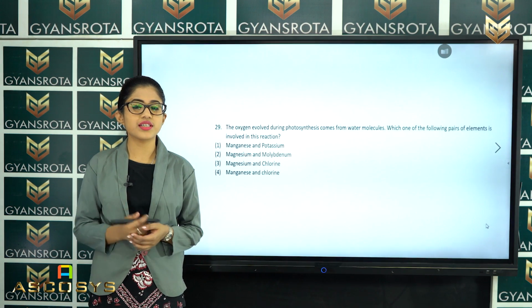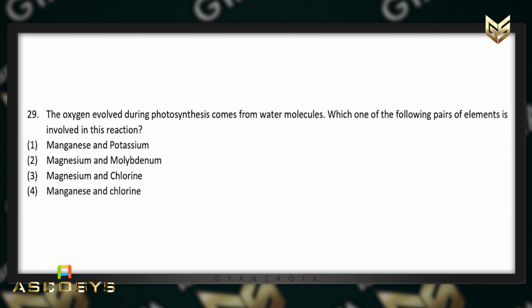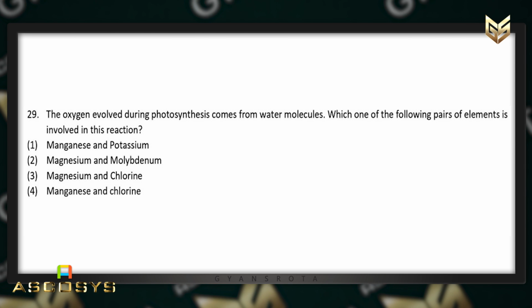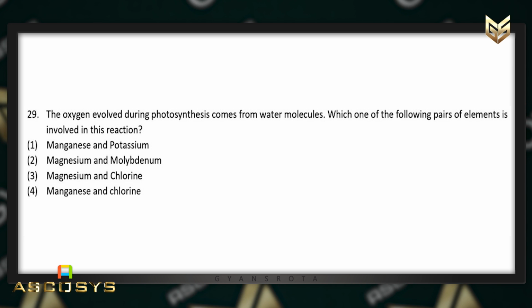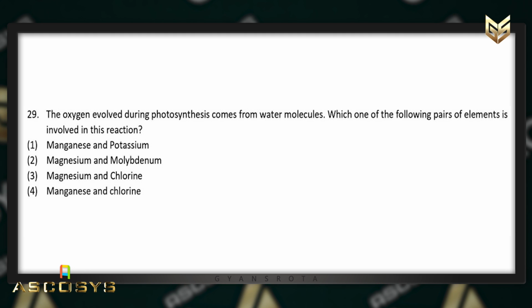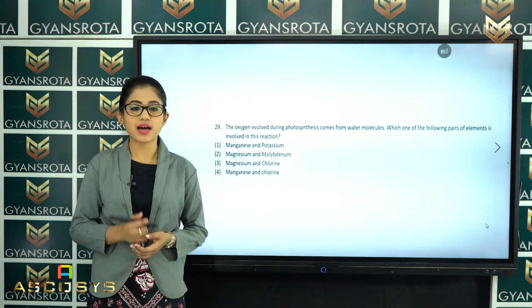Now, the next question is question number 29. The oxygen evolved during photosynthesis comes from water molecules. Which one of the following pairs of elements is involved in this reaction? First option is manganese and potassium, second option is magnesium and molybdenum, third is magnesium and chlorine, and the fourth is manganese and chlorine. So, this is from the chapter Photosynthesis in Higher Plants.